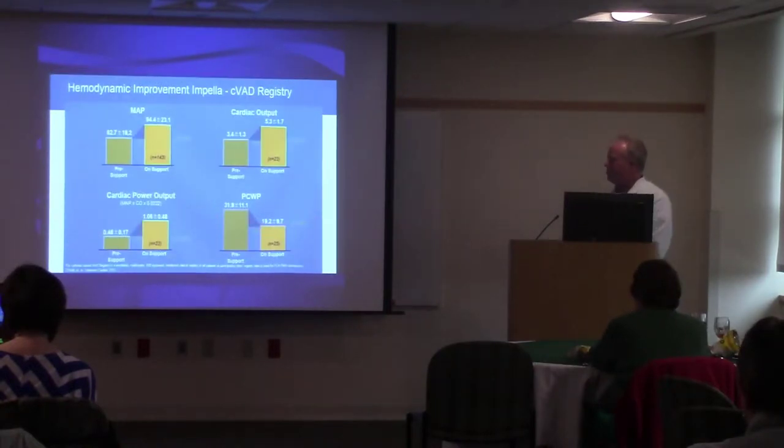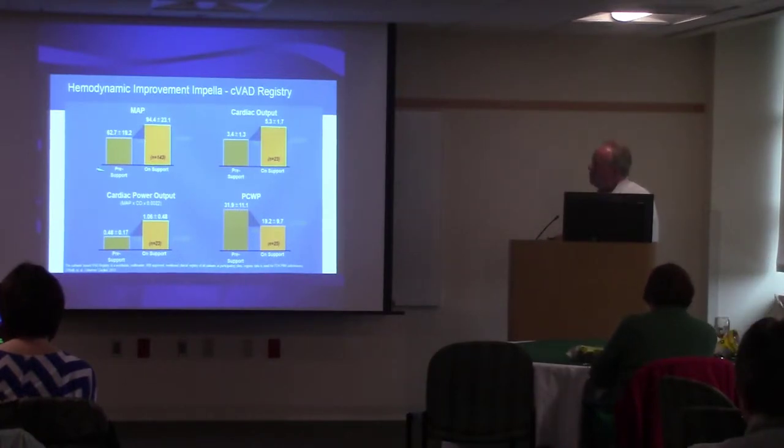I don't want to bore you with too much data. I only have a couple of slides here. But this is information from a registry. This is a worldwide registry of patients who have had this device used. And before the pump was put in, their average blood pressure was 60, which is pretty borderline. And then once we put the pump in, we can increase their blood pressure by 50%.